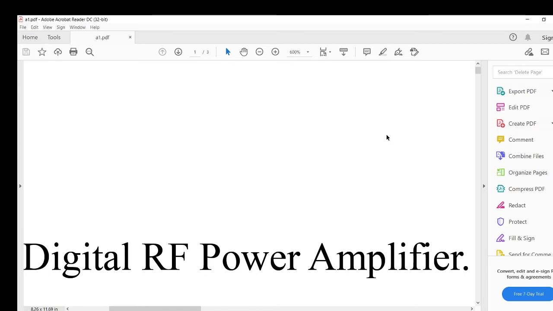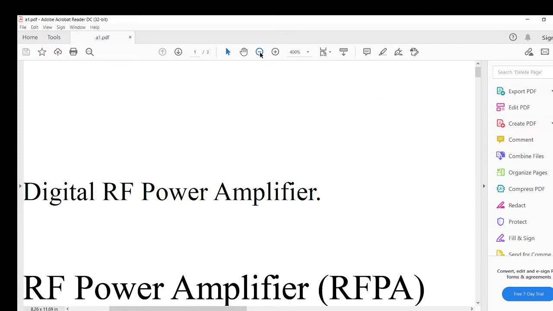In this video I will talk about the definition of the Digital RF Power Amplifier and how it differs from the traditional analog RF Power Amplifiers. We explain its structure and the basic concepts of it. So it's basically an introductory video for understanding Digital RF Power Amplifiers. So let's get started.